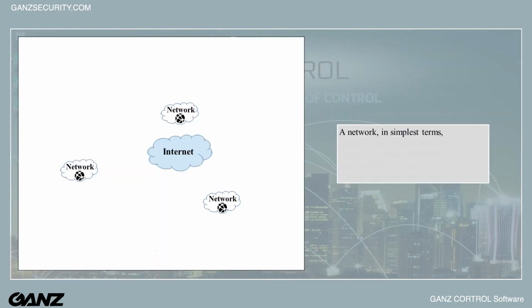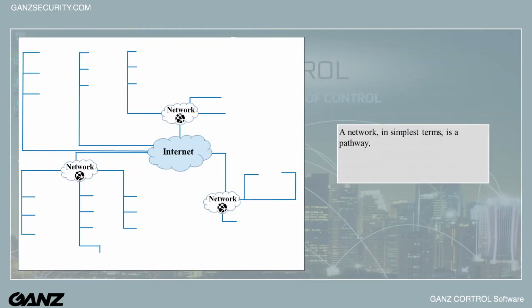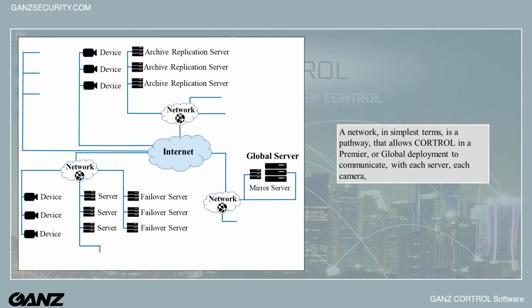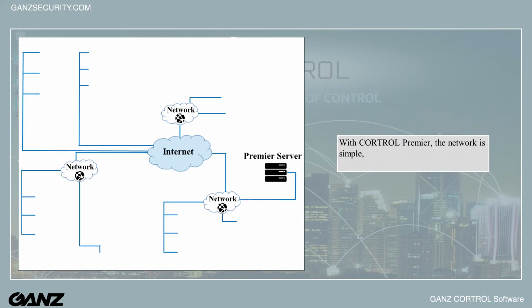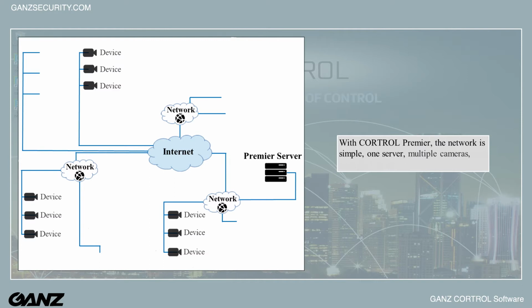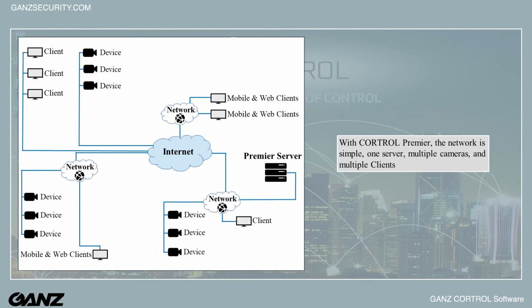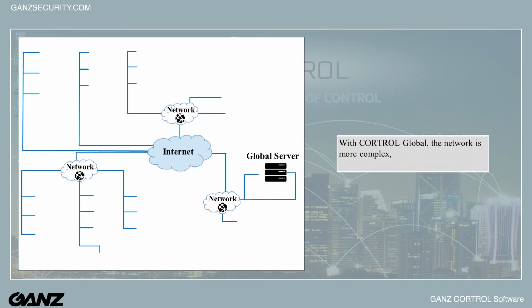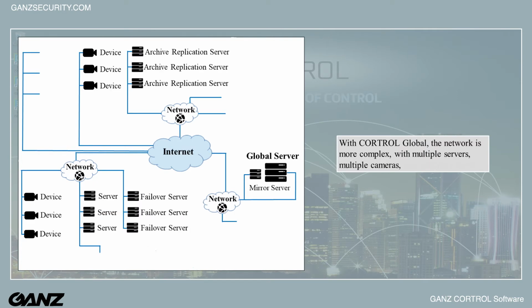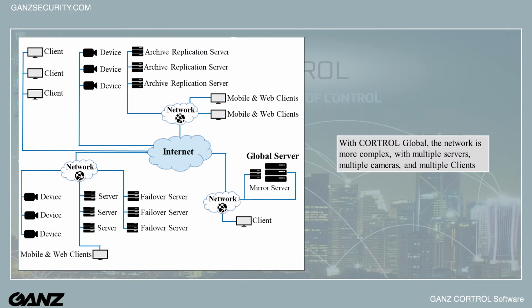A network, in simplest terms, is a pathway that allows CORTROL in a Premier or Global deployment to communicate with each server, each camera, and each client. With CORTROL Premier, the network setup is simple: one server, multiple cameras, and multiple clients. With CORTROL Global, the network is more complex, with multiple servers, multiple cameras, and multiple clients.